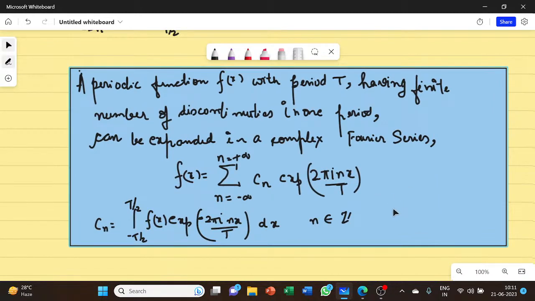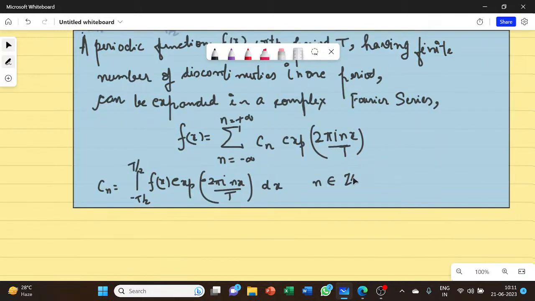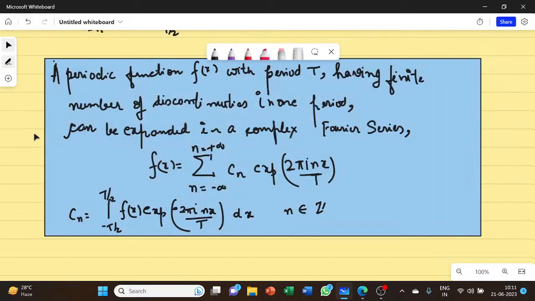So one thing you have to understand, this is something called your complex Fourier series, or you can say that it is a complex Fourier series for a periodic function. So one thing is quite clear, that this is a complex Fourier series, and these are called your complex Fourier coefficients.